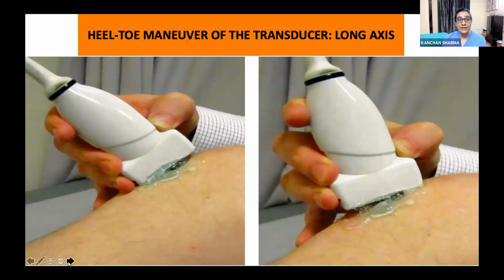There is something called the heel toe maneuver. Heel toe maneuver means we take one portion of the probe as heel and another as toe. So I am pressing from one end and trying to focus the beam onto that structure. That is the heel toe maneuver, as shown in this picture. See, here I'm pressing, this I have lifted. Now this I'm pressing, this I have lifted. So this is the heel toe maneuver.